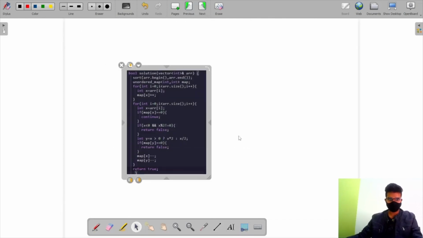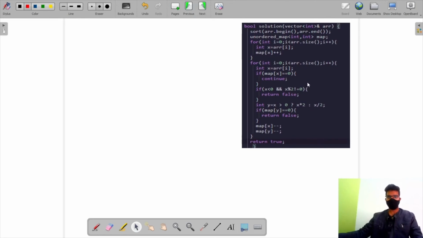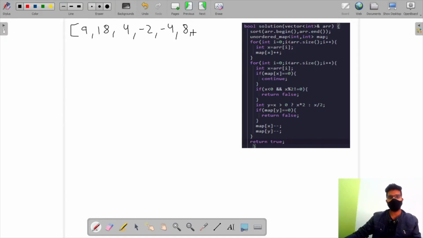Okay, so this is our code. I hope it is visible, right? Now let's create an array where we are going to dry run it. Let's say we got an array that is 9, 18, 4, -2, -4, and 8, right? What else? Let's say again 2 and 4.